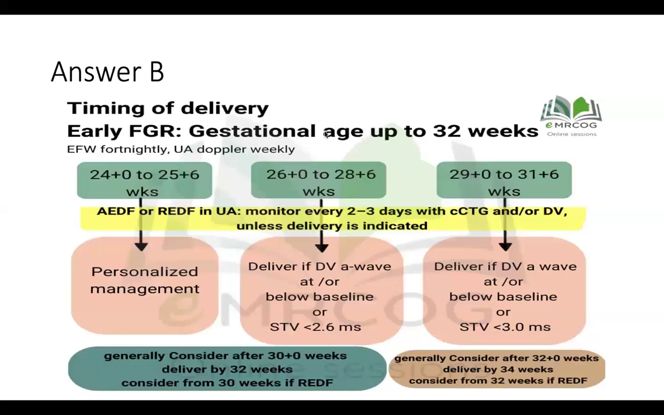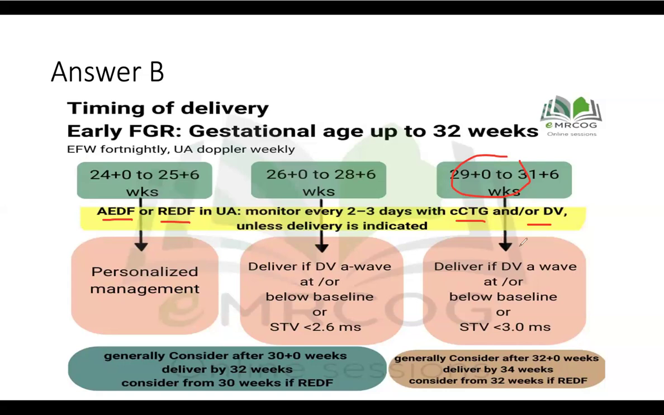So yes, this is our algorithm in the EMR-COG, and it's a bit different. It's just similar to the previous one, but a bit different. So at 29 to 30 plus 32, this is early FGR, and we advise for them, once the Doppler shows absent or reversed diastolic flow, to monitor every 2 to 3 days with computerized CTG and or ductus venosus unless delivery is indicated.